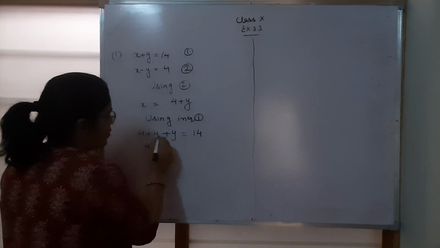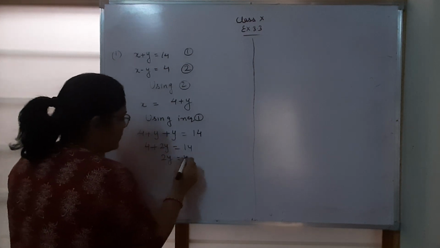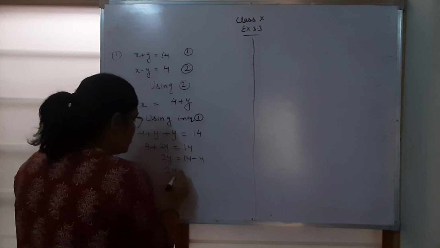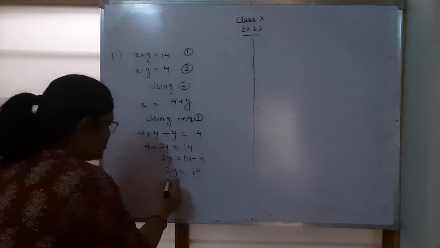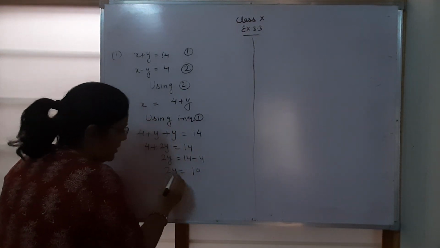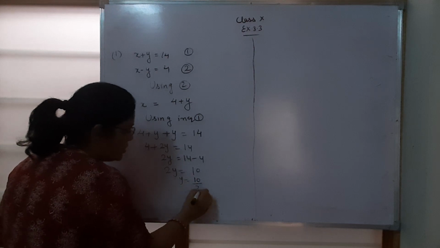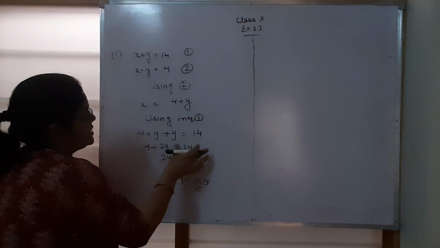Now 4 plus y plus y will be 2y equals 14. 2y is equal to 14 minus 4. So 14 minus 4 will be what? It is 10. So 2y is equal to 10. So y will be what? 2 is in multiplication here, it will go for division. So this is going to be 5. So the solution will be, just look here.